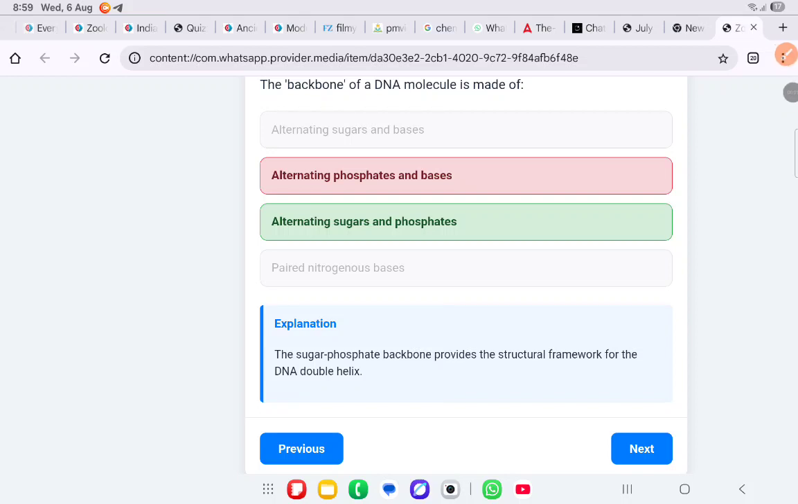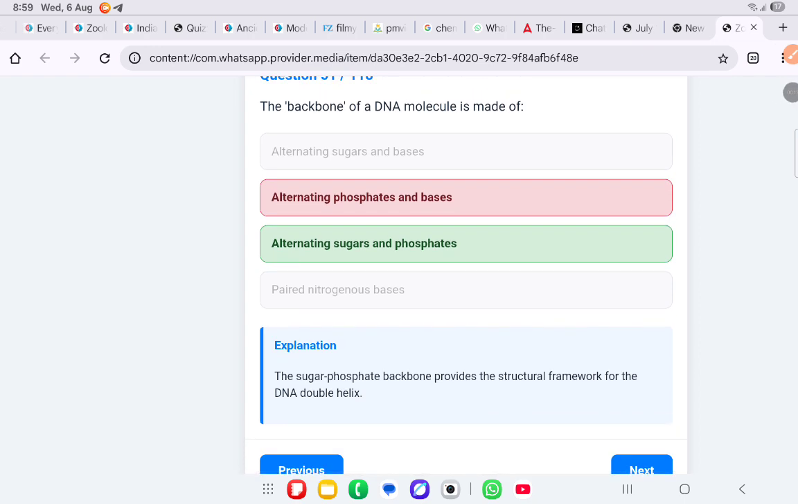Today we'll discuss zoology subject from cytology chapter. The first question is that the backbone of DNA molecule is made of alternating sugars and phosphates.